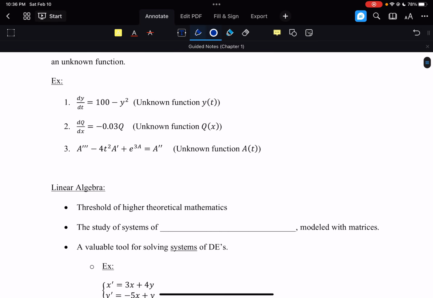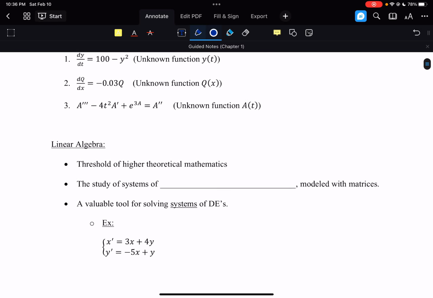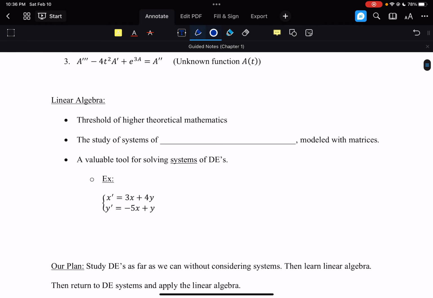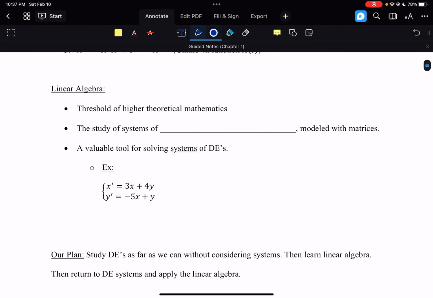We'll also be spending a large portion of the semester studying linear algebra. Linear algebra is considered the threshold of higher theoretical mathematics. So it's where we start making the transition from more algebraic and computational mathematics into more theoretical and concept-based mathematics. It's primarily the study of systems of linear equations, hence the name linear algebra, modeled with matrices. We'll look more at those later on.